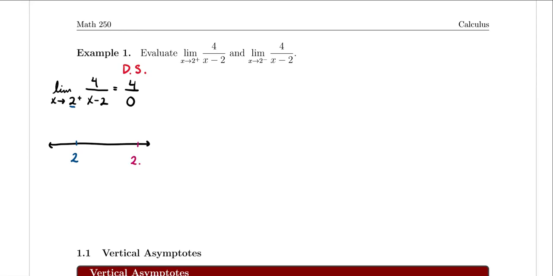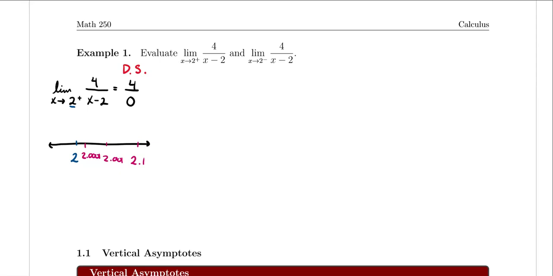So let's say I have a 2.1 here, then I can get closer, let's say a 2.001, and right over here, let's say it's a 2.0001. All right, so what is happening to the fraction 4 over x minus 2 as x gets closer and closer to 2 from the right? Well, this is what's going on.